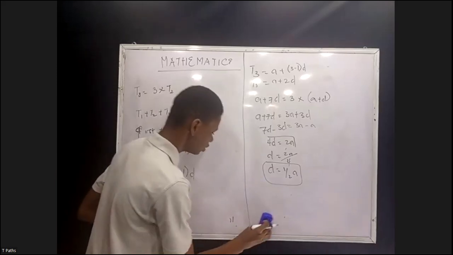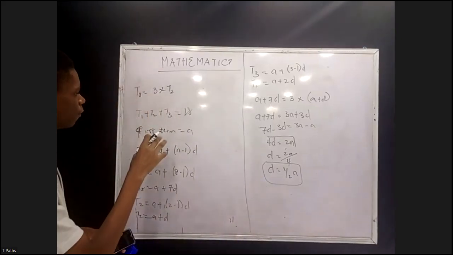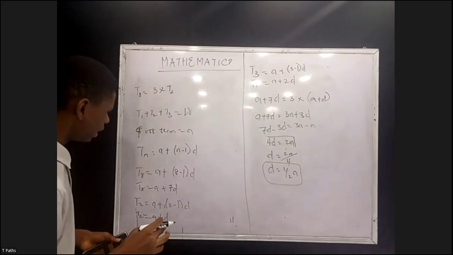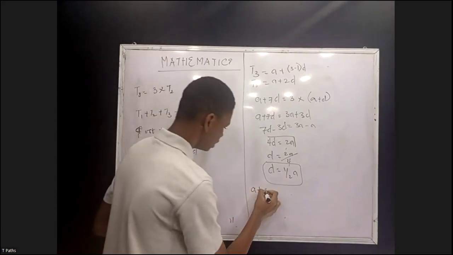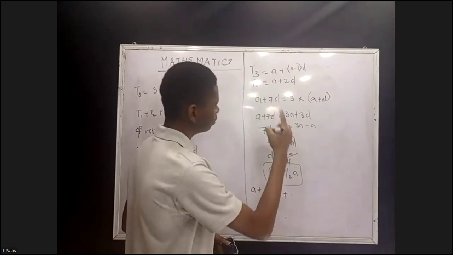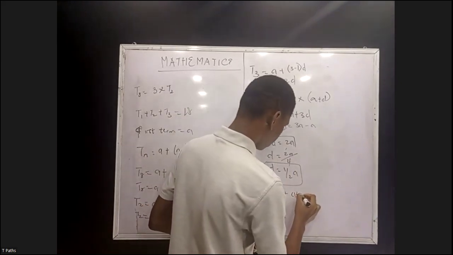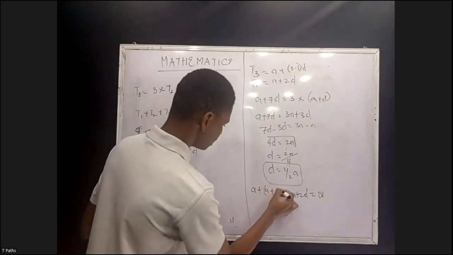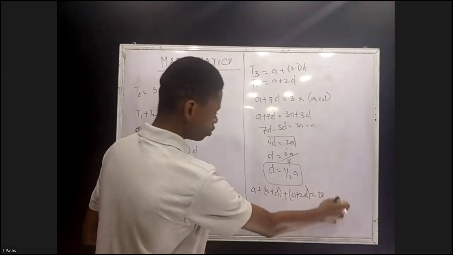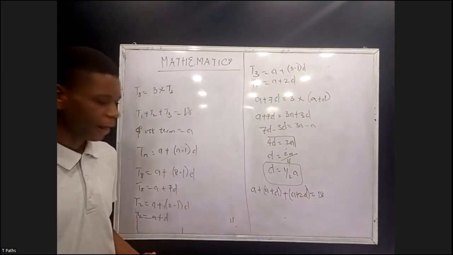So now moving to the second part of the question, where it says the sum of the first three terms is 18. I can say the first term, A, plus my second term, A plus D, plus the third term, which is A plus 2D, is equal to 18. So the first term plus the second term plus the third term is equal to 18. That's the sum of the first three terms. I hope you guys are following.